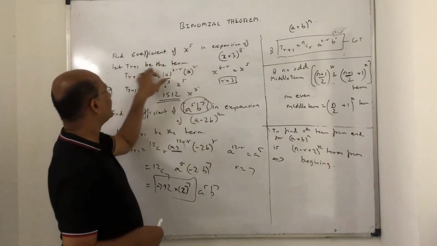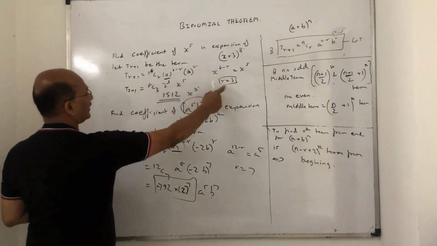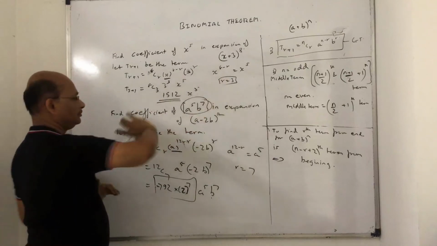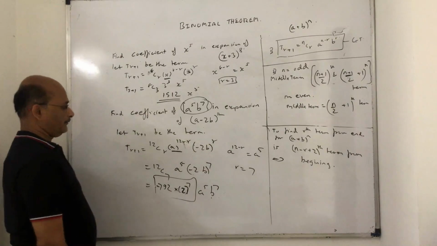So again, let T(r+1) be the term. To follow it, now understand how I equate this and find r. Once I get r, then it is r power. Getting what I'm saying now? Okay. So that's all.